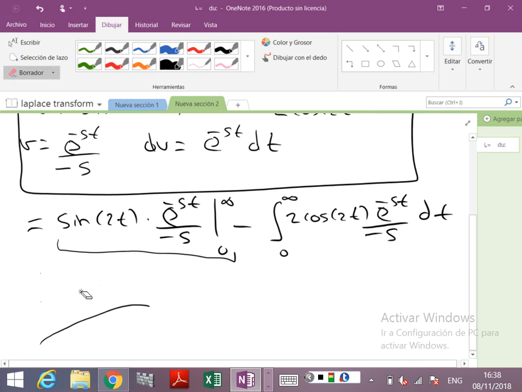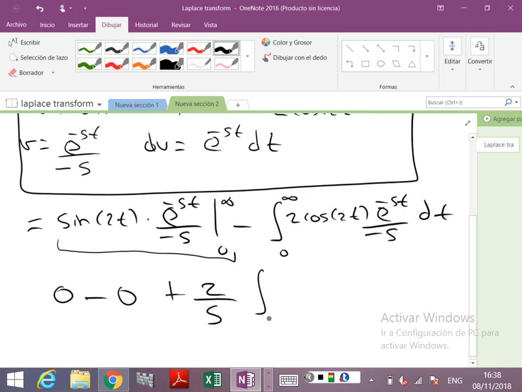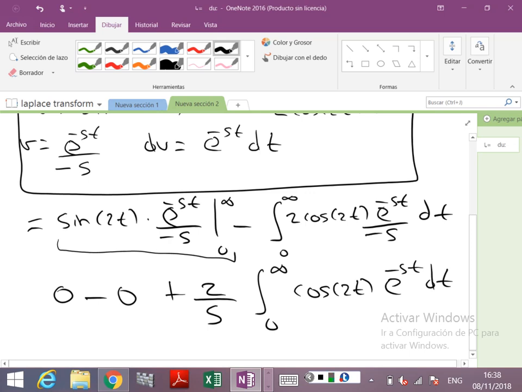So this is going to be 0 minus, I plug in at 0. So when I plug in at 0, what do I get? 0, because sine of 0 is 0. So this is 0. So now I take here plus 2 over s, integral of 0 to infinity, cosine of 2t, e to the minus st dt, right? You just took out the constants 2 and s? Yes, I took them out.